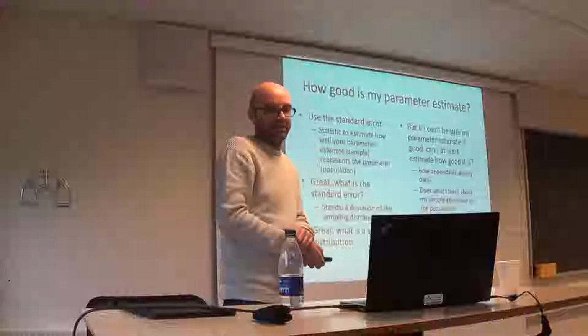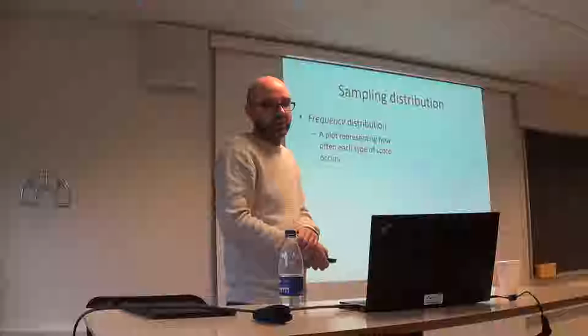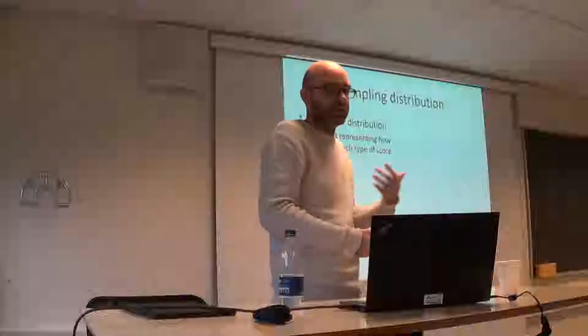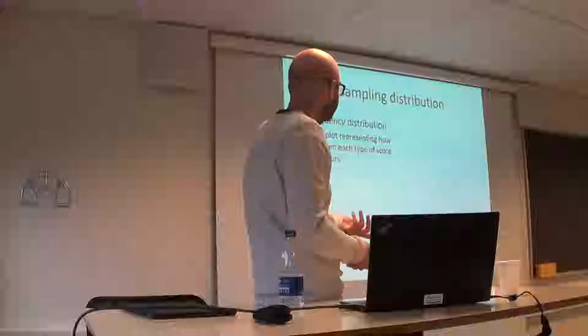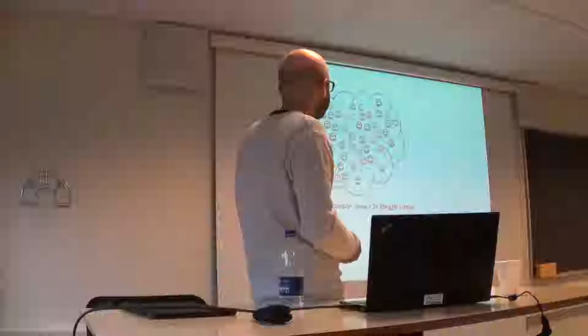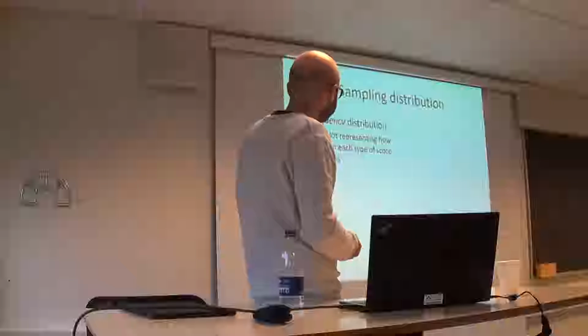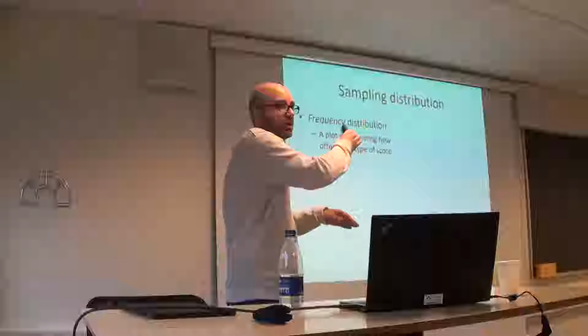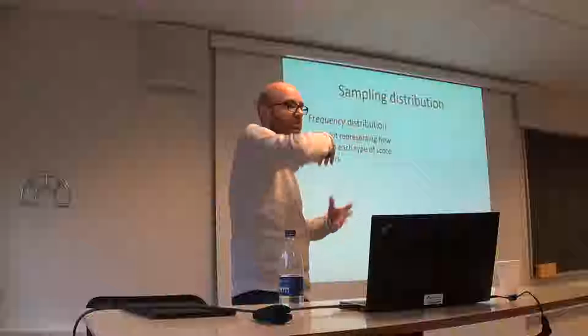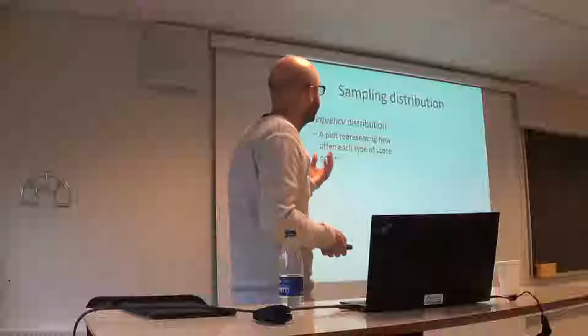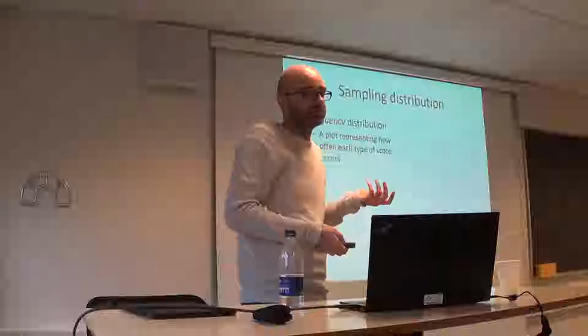So what's a sampling distribution? We've seen a frequency distribution. That's just a plot that represents how often each type of score occurs. So we've got our population mean here. That's this normal curve that we saw. That's a frequency distribution. What about a sampling distribution? What's that?